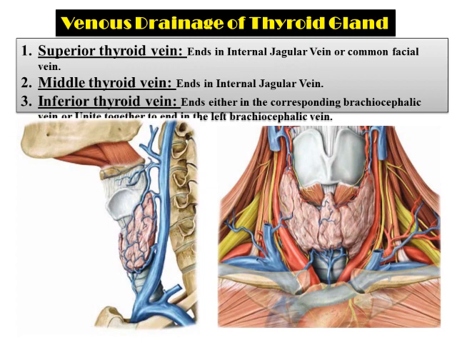The middle thyroid vein emerges from the middle part of the thyroid lobe and also ends in the internal jugular vein. The inferior thyroid vein, which emerges from the lower border of the isthmus, ends either in the corresponding brachiocephalic vein or they unite together to end into the left brachiocephalic vein.